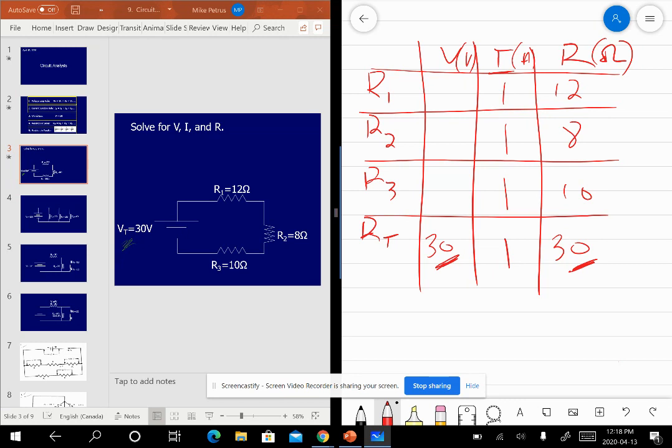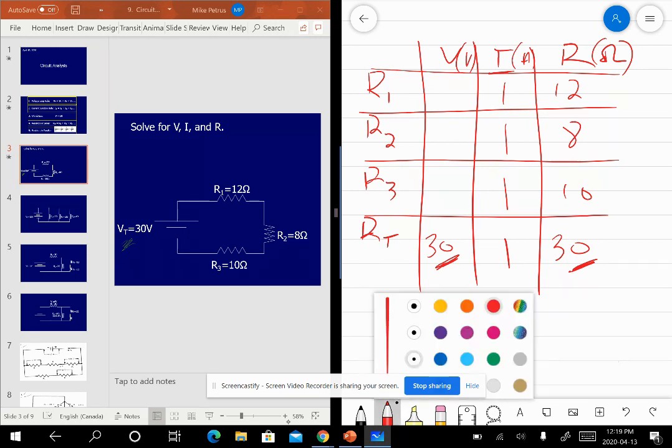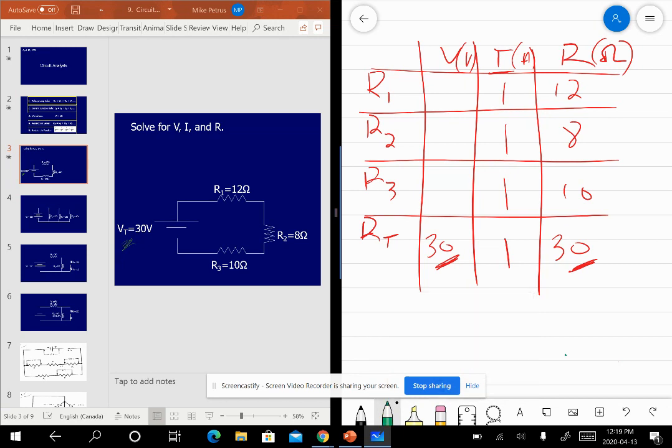And then finally, if we just go across, I'm just going to switch to green here for no apparent reason. V is equal to I times R, just going back to Ohm's law. So 1 times 12 is 12, 1 times 8 is 8, and 1 times 10 is 10. And we are done this circuit. That's how easy it is to solve a simple series circuit. Of course, we're going to get more and more difficult as we go.